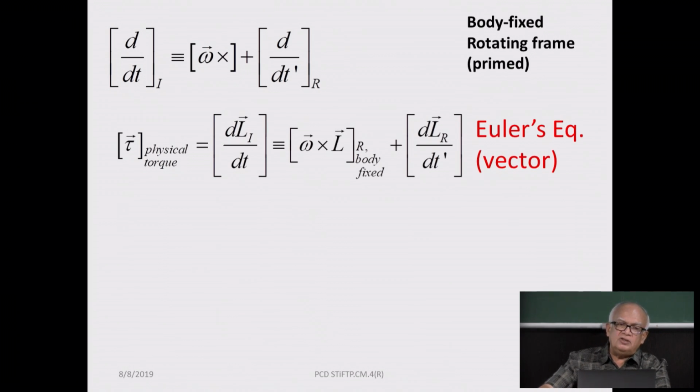So if you apply this operator to the angular momentum, you will get an expression for the physical torque. Okay, and the physical torque is equal to the cross product of omega with L. Okay, and then there will be a rate of change of angular momentum in the rotating frame itself. So the dL by dt, which is the torque which you perceive in an inertial frame, is different from what you see in a rotating frame.